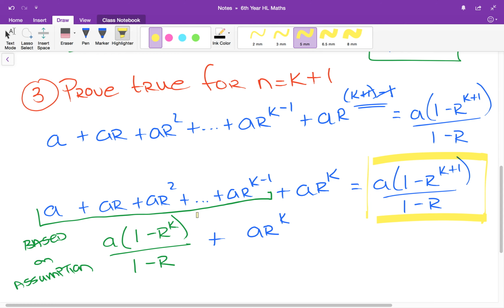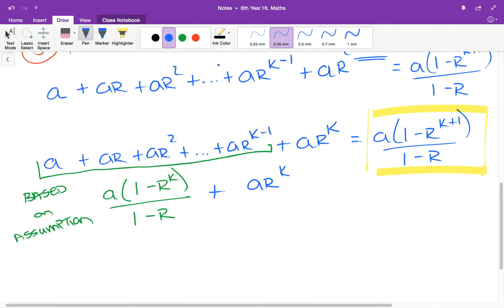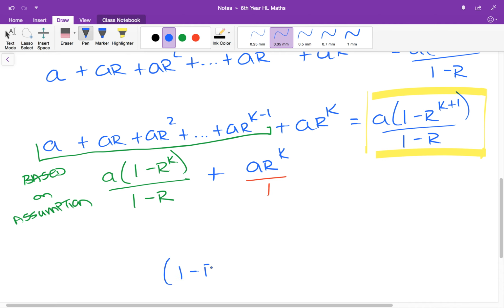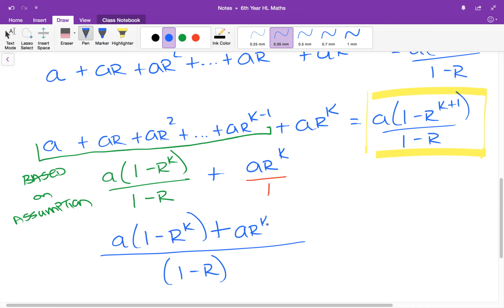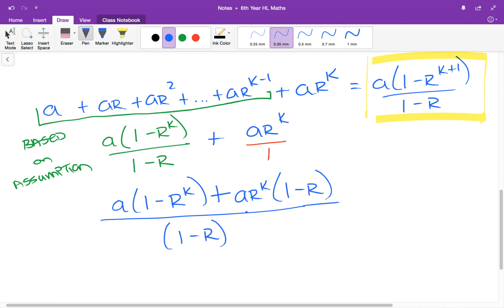I'm going to try and prove that this is all equal to this yellow box here. So we're going to manipulate what we have here and try and get it to equal what's in the yellow box there. So I think a common denominator first, which would be 1 minus r. Divide 1 minus r into 1 minus r, you get 1, and then multiply that 1 by the top line, so it won't change it. So it's just a times 1 minus r to the k, plus 1 into 1 minus r is 1 minus r, and multiply that by this, you get ar to the k times 1 minus r. Now if there was a common factor there, I'd take it out, but there isn't. So I think the only option is just to multiply out.